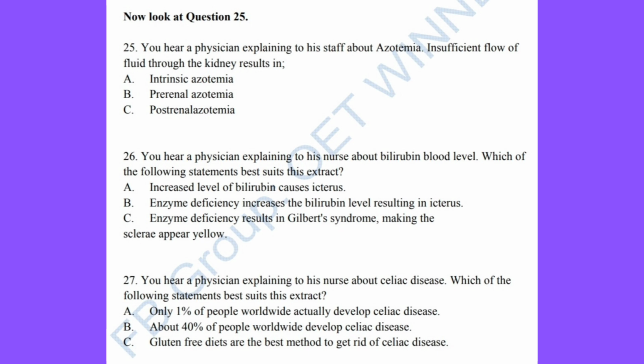Question 26. You hear a physician explaining to her nurse about bilirubin blood level. Now read the question.